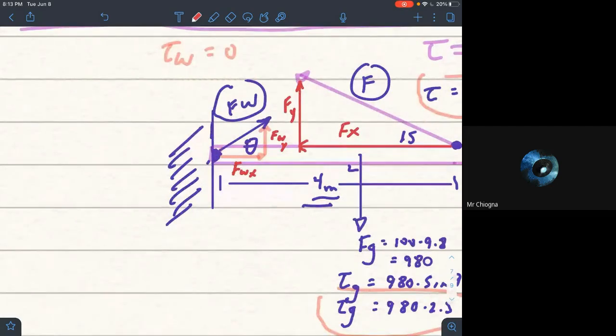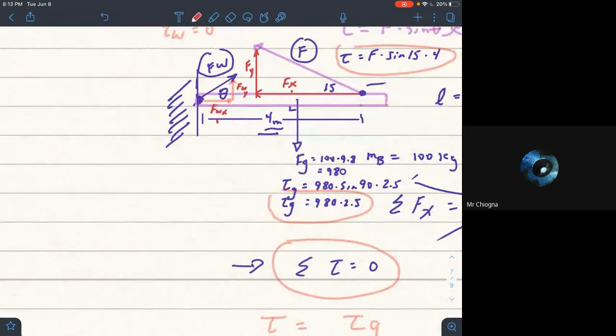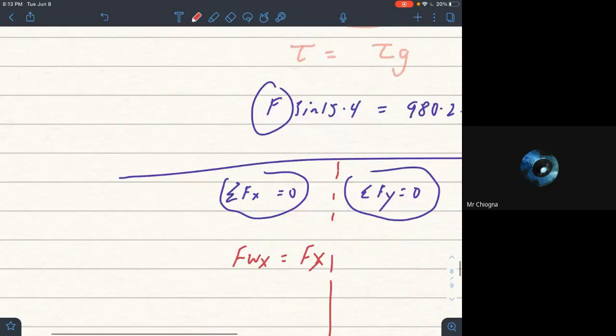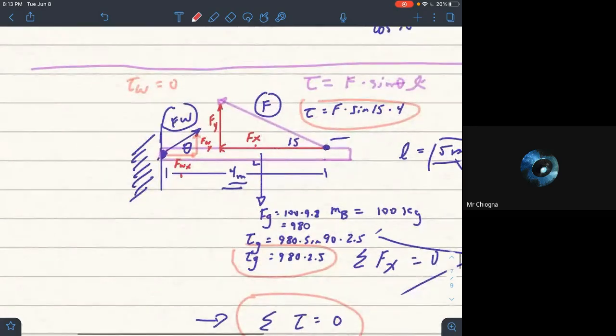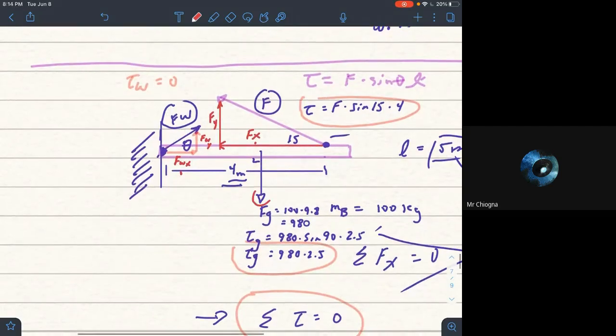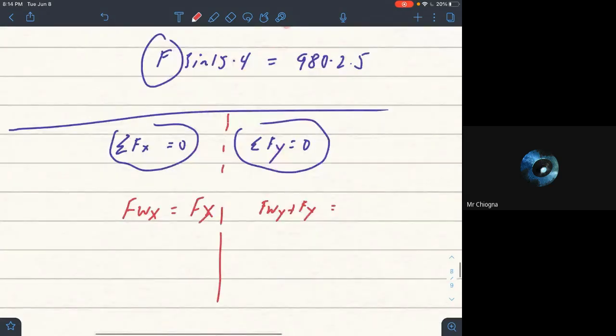That is equal to that. What else balance? Any forces pointed in the same direction are on the same side of the equation. So FWY plus FY, and anything whose arrow's in the opposite direction, this one here, the purple one, that's on the other side of the equation, FG. So if the arrow points in the opposite direction, that term that it represents is on the other side, in this case, the right side.